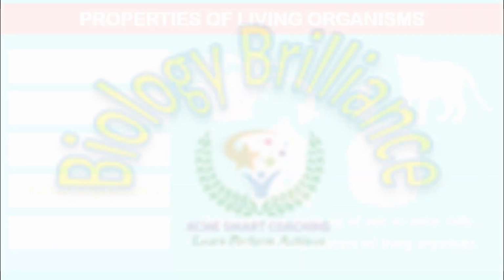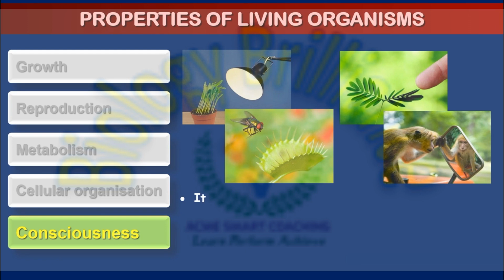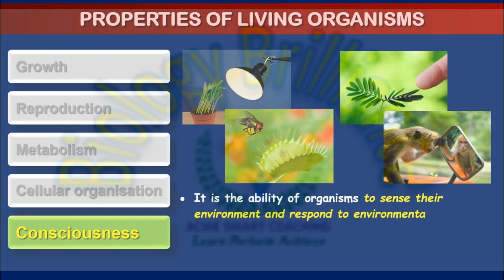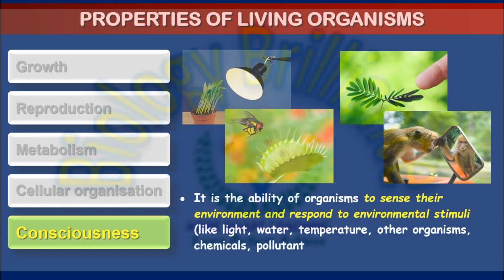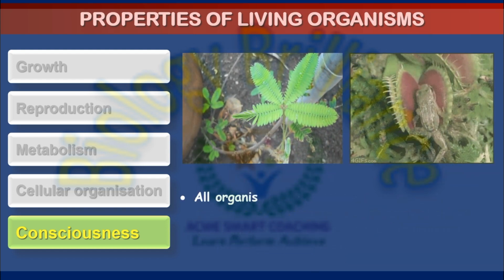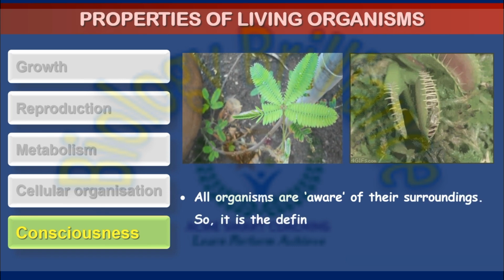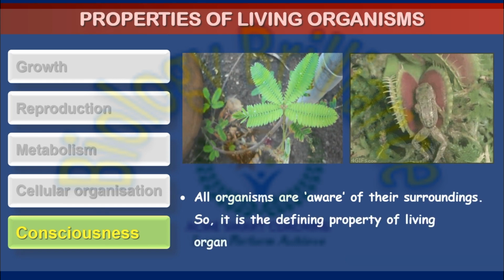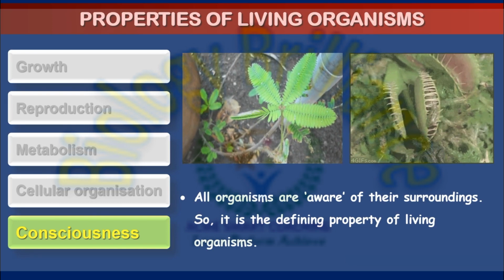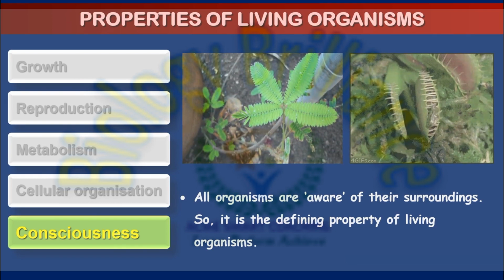And the last property is consciousness. It is the ability of organisms to sense their environment and respond to environmental stimuli, like light, water, temperature, other organisms, chemicals, pollutants, etc. All organisms are aware of their surroundings. So, it is the defining property of living organisms. Human is the only organism having self-consciousness.